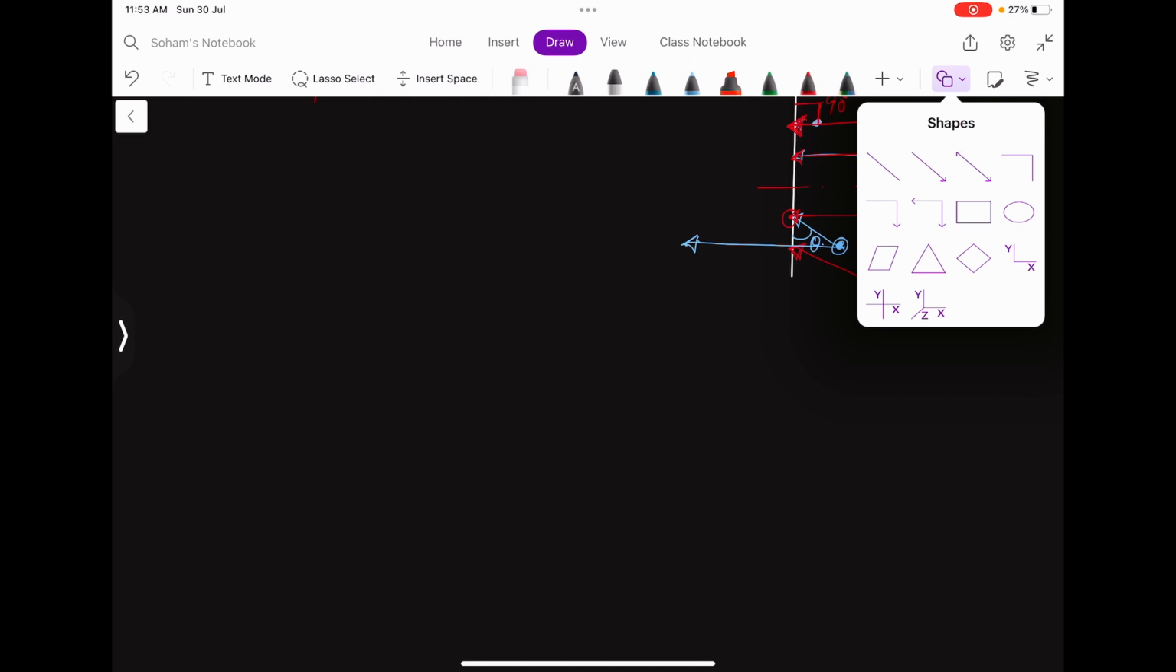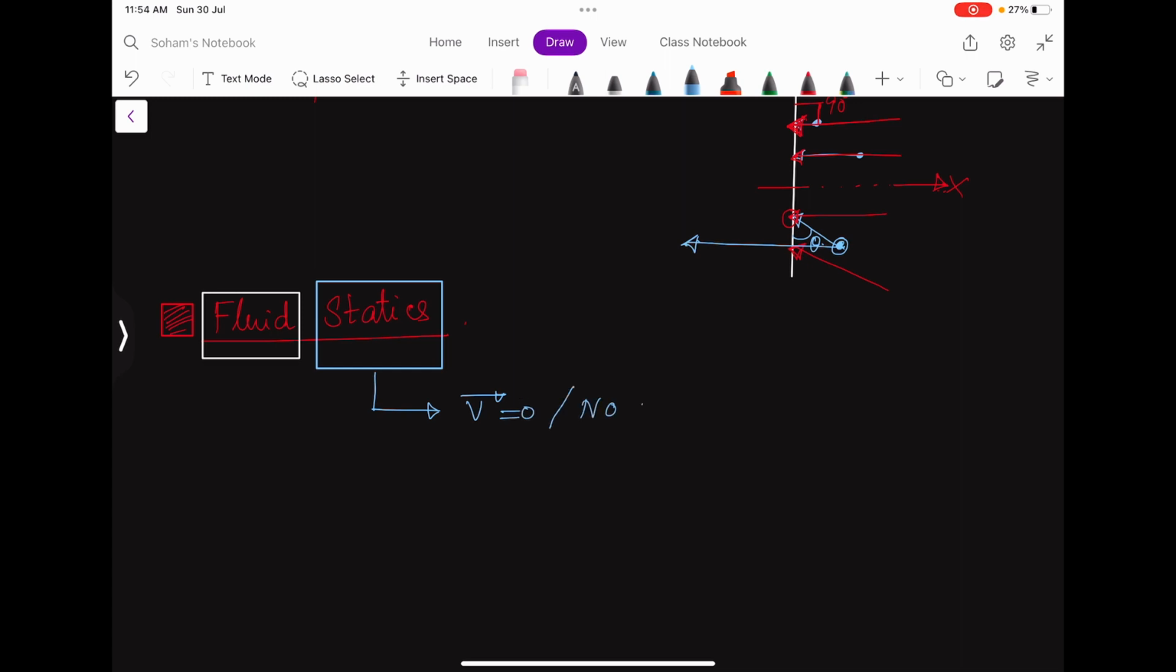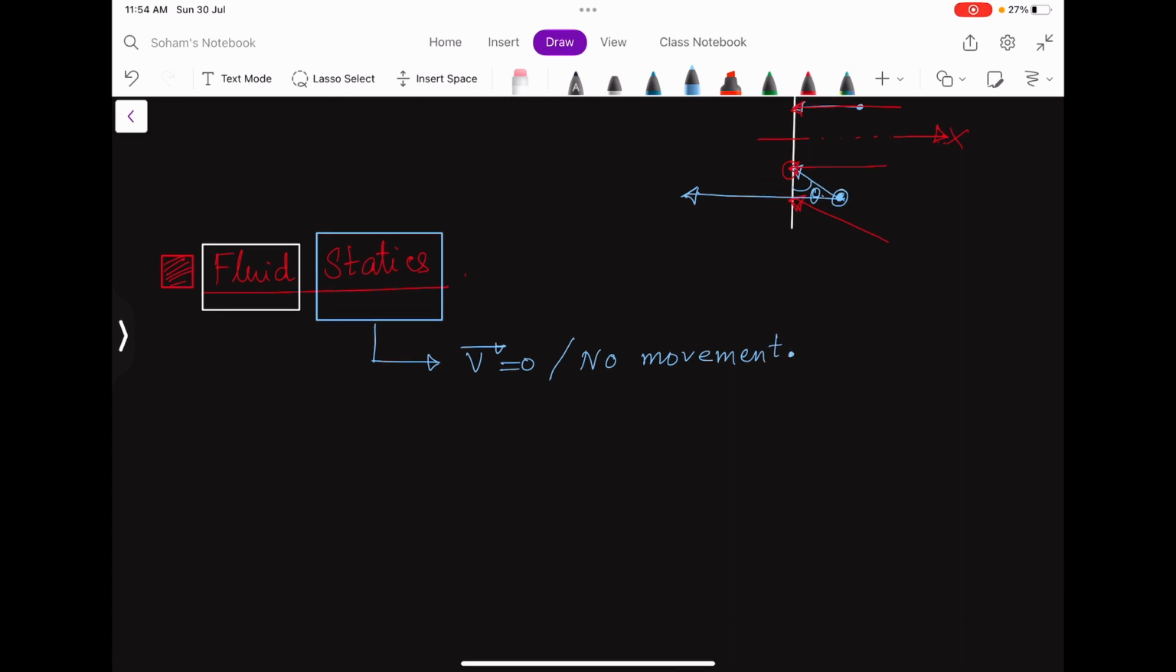Now let us study something very important, and that is called fluid statics. So one word is fluid, that we have defined in our first discussion. Next word is static. Static means velocity is zero or no movement. So we have to analyze the fluid elements or the fluid. Analyze means everything. So the velocity is zero, then we don't have to go for the velocity, right? And also acceleration is zero.